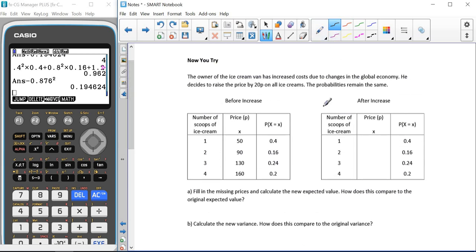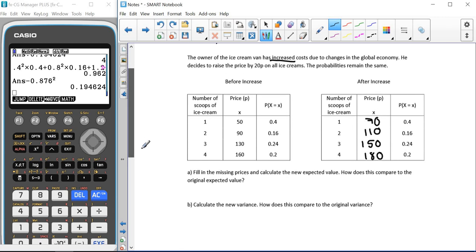So hopefully you've tried the Now You Try question. This time he is, due to the global economy, having to increase his costs. He's doing this by 20p on all ice creams. And again, they haven't filled in this part here, but we can fill that in. So 50p add 20p gives us 70p, 90p gives us £1.10, £1.30 gives us £1.50, and £1.60 gives us £1.80 for 4 scoops. That's still pretty cheap though.